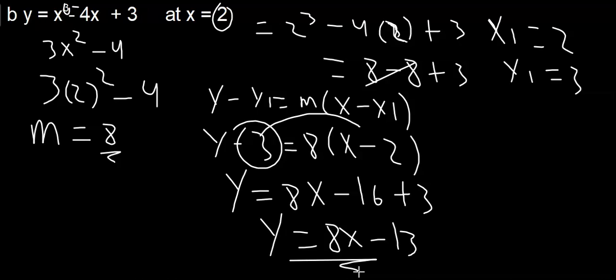So the process is: first, find the slope by differentiating the equation. After that, put the x value, or whatever number they give you, into the original equation, and you get some value. That value will be your y1. Then by using this formula, you change that to the equation form. That's the whole process, and this is all you have to do when you get this type of example and question.